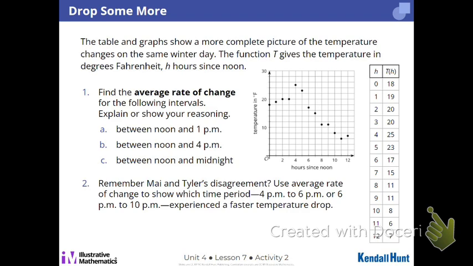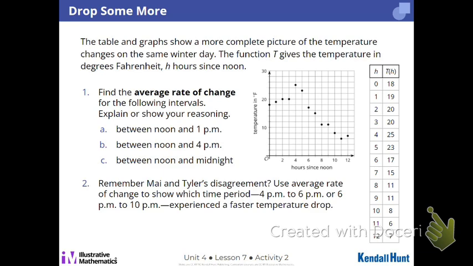Question 1, you want the average rate of change between noon and 1, noon and 4, and noon and midnight. And then you're going to reference May and Ty's disagreement and use the average rate of change to show which time period, 4 to 6 or 6 to 10, experienced a faster temperature drop. This is all in your math notebook with your partner. You can't use a calculator for this.